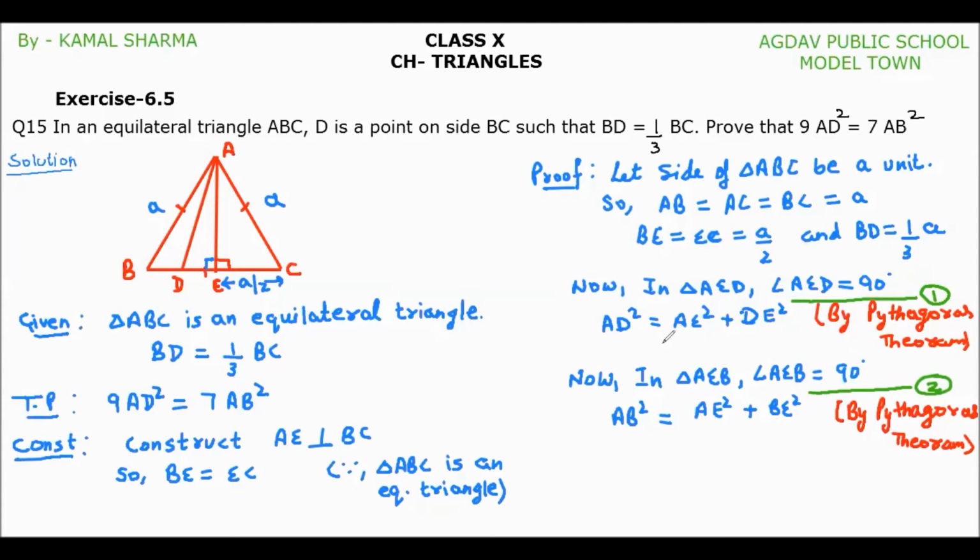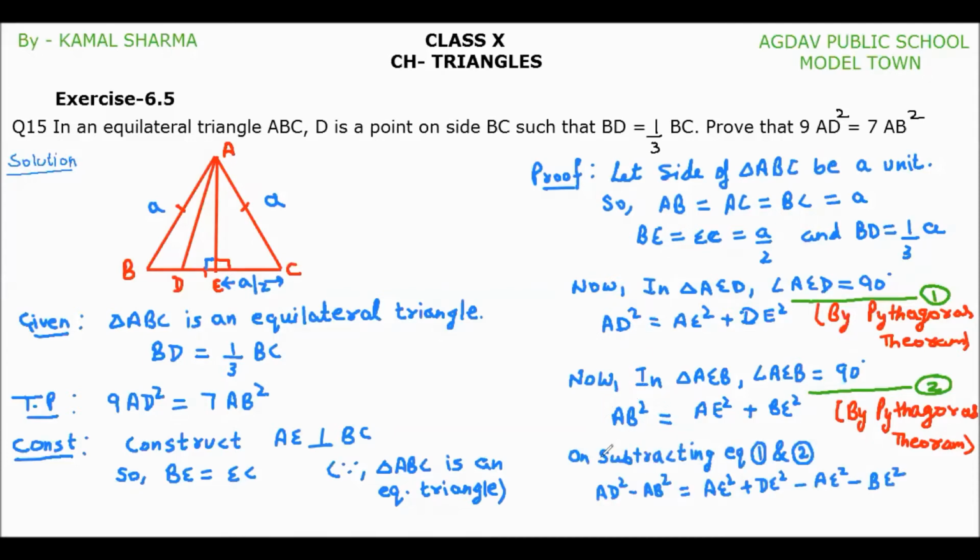As you can see, I have applied Pythagoras theorem in both the triangles and I have marked equation 1 and equation 2. Now they are on either side of the equals to. That means if I take AB square this side, it will be subtracted. Again we can see 7AB square, if I move this side, it will be subtracted. That means I need to subtract AD square and AB square.